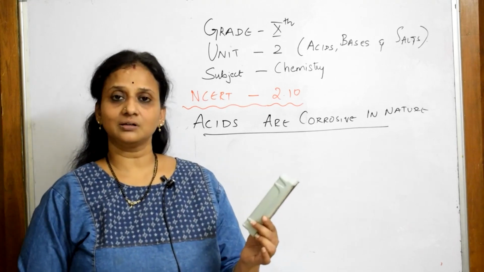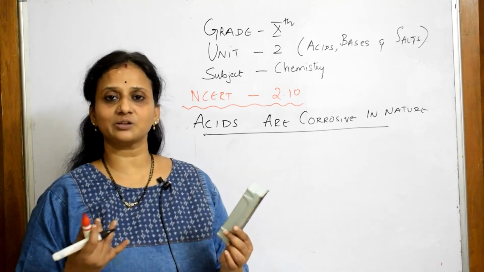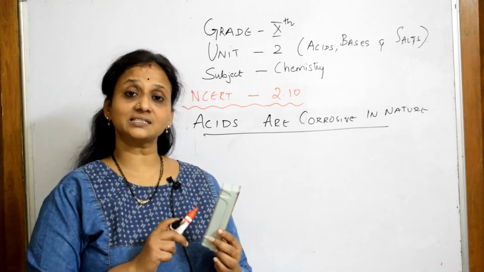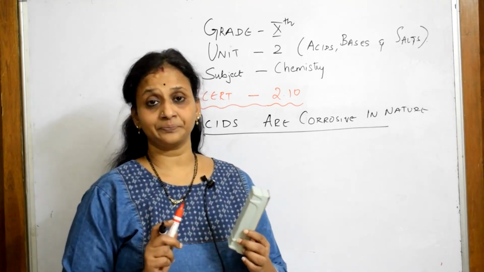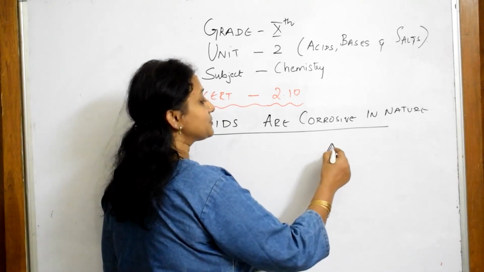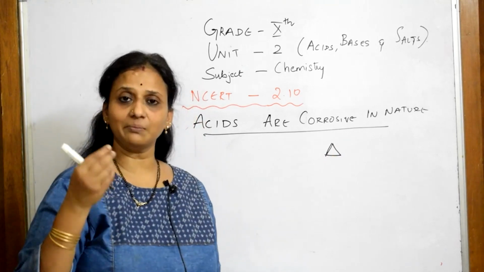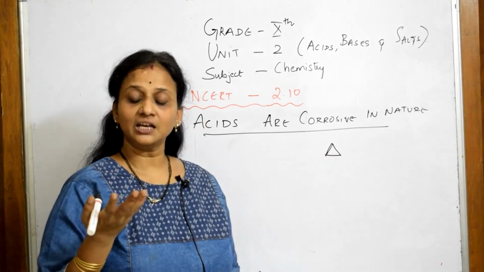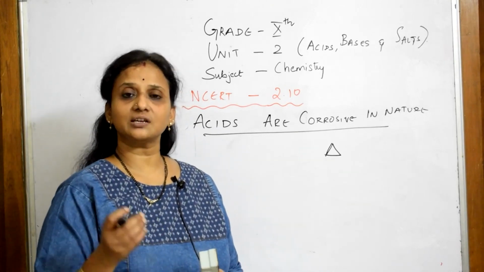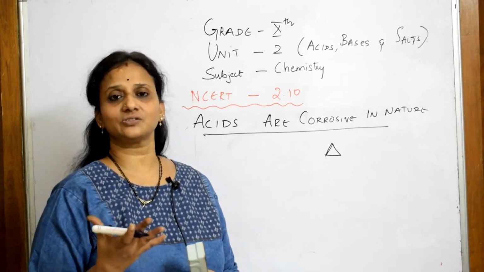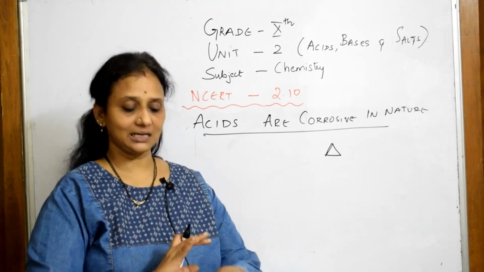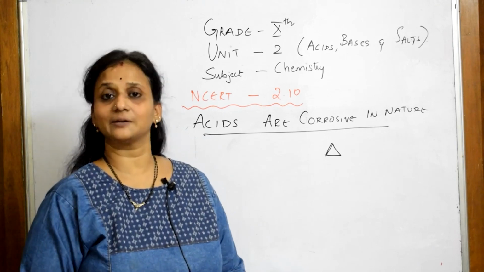Most of the acids, remember, whenever you go to the lab, when you take an acid bottle or a base bottle, the first thing you need to see is whether there is any hazardous symbol on it. If the acid is corrosive in nature, there will be a label, red in color, which says this is hazardous or corrosive. That means when a small drop of sulfuric acid or HCl, which are strong acids, drops on your hand, immediately it will eat up the upper layer of the skin.